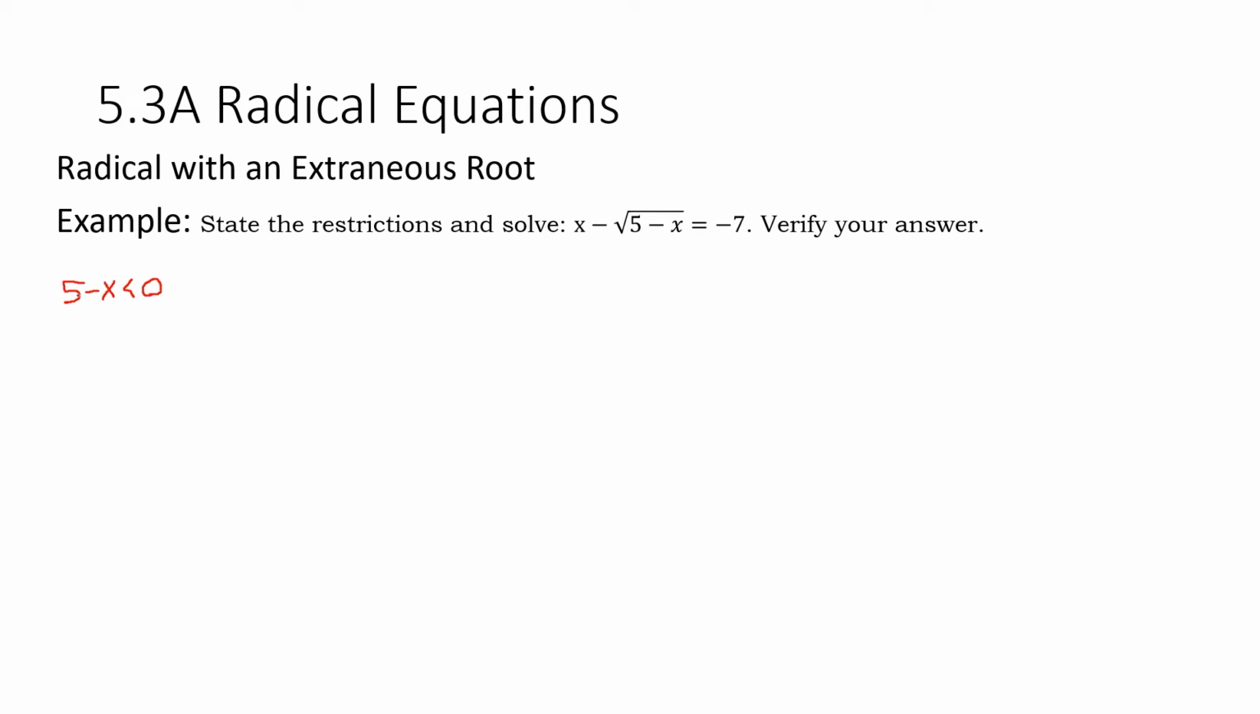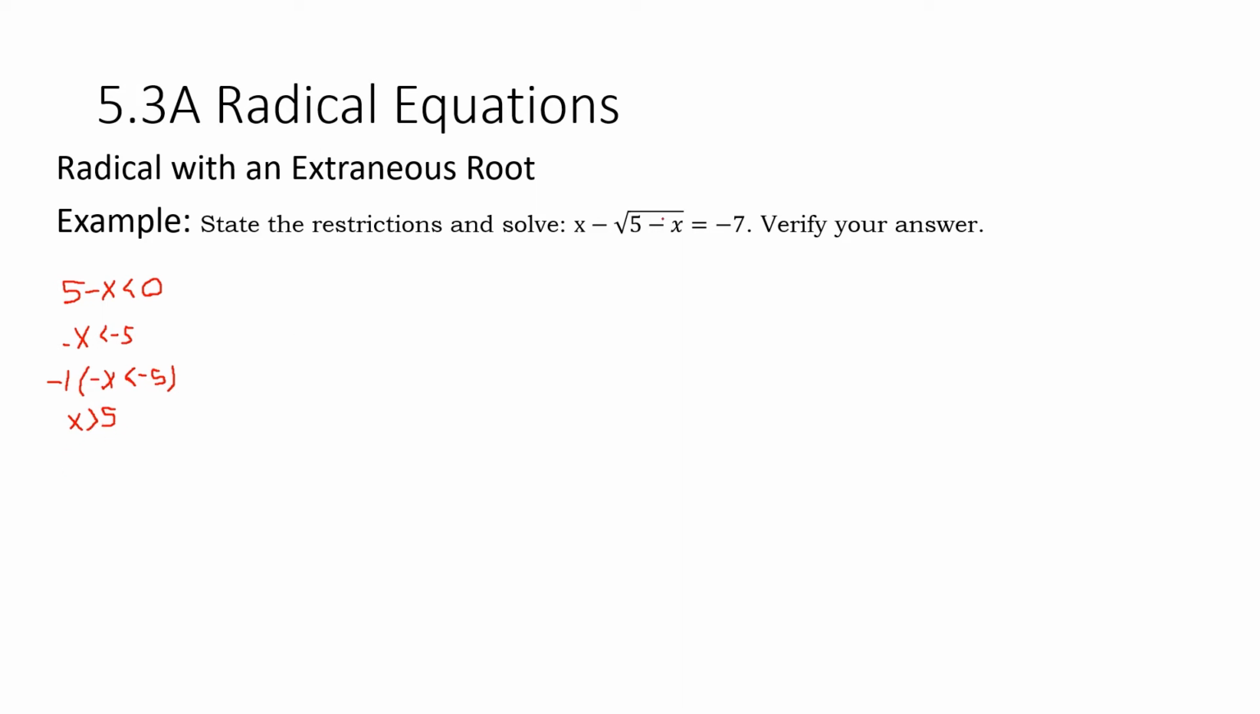So if we were to solve this, we're going to subtract 5 from both sides, so negative x less than negative 5. And to turn this into positive x, we're going to multiply the whole equation by negative 1. Remember that when you're multiplying something by negative 1, you are going to flip the sign of your inequality. So negative 1 times negative x is positive x. You flip the inequality, and then negative 1 times negative 5 is positive 5. So x cannot be greater than 5.